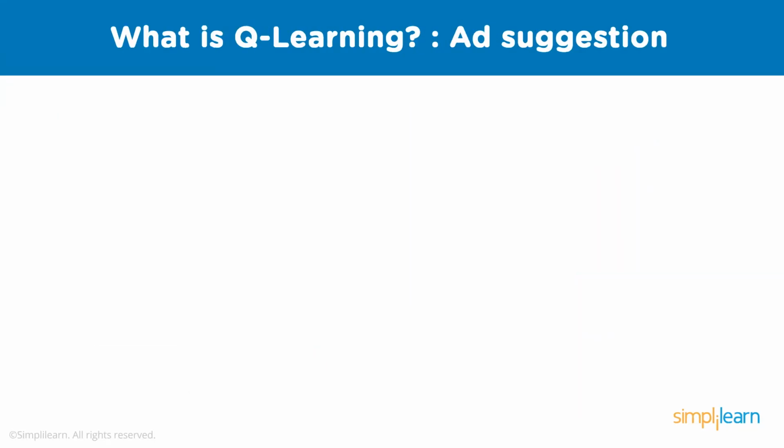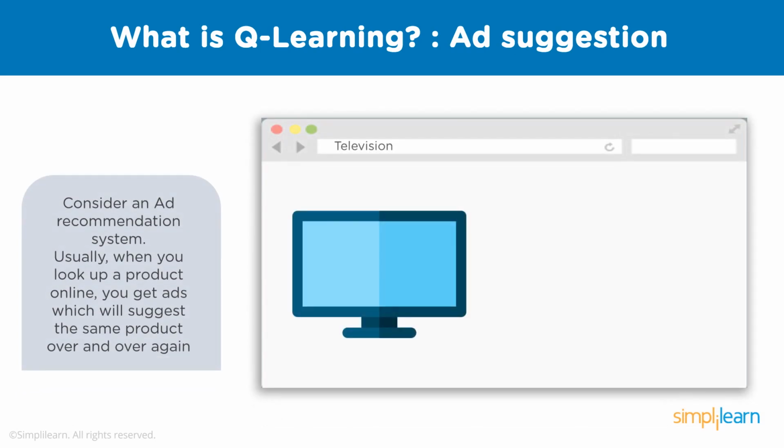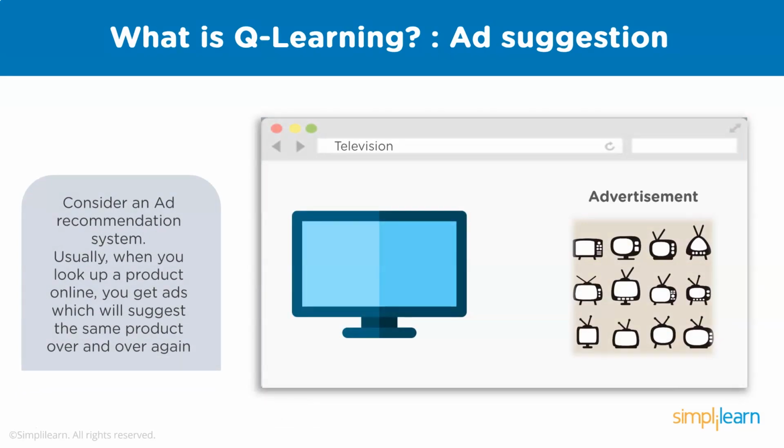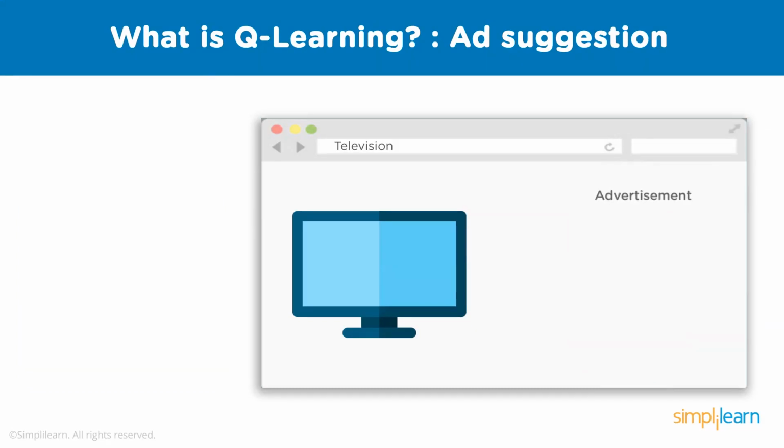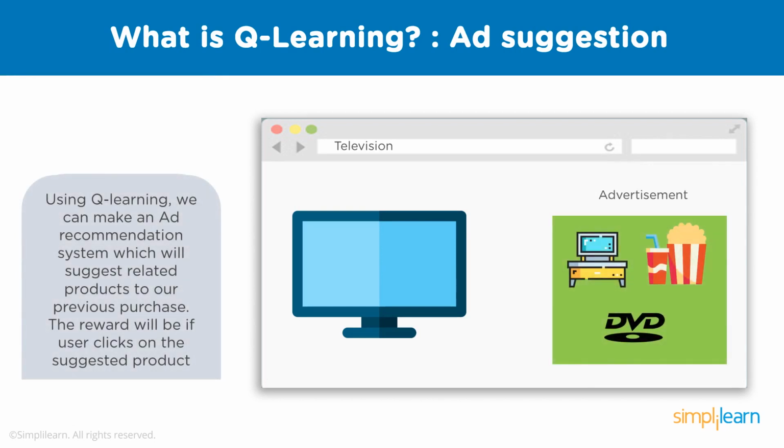Consider an ad recommendation system. Usually when you look up a product online, you get ads which will suggest the same product over and over again. Using Q Learning, we can make an ad recommendation system which will suggest related products to our previous purchase. The reward will be if the user clicks on the suggested product. And again, you might have a lot of products on your web advertisement or your pages, but it's still not a float number. It's still a set number. And that's something to be aware of when you're using Q Learning.